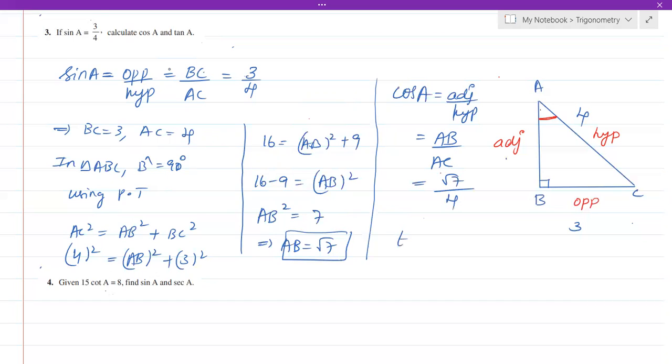So similarly, let's find tan A. Tan is what? Opposite by adjacent. Opposite is BC. Adjacent is AB. So BC value is 3. Adjacent value is root 7. So it will become 3 by root 7.